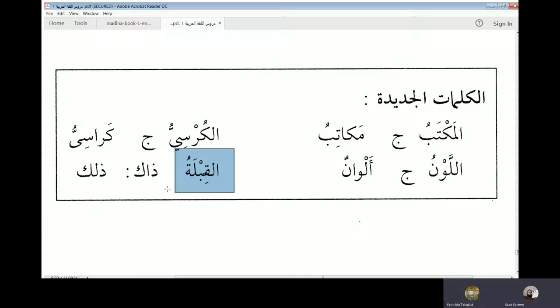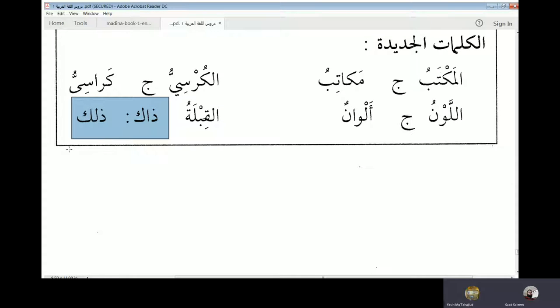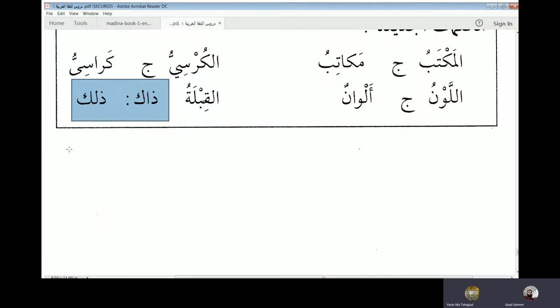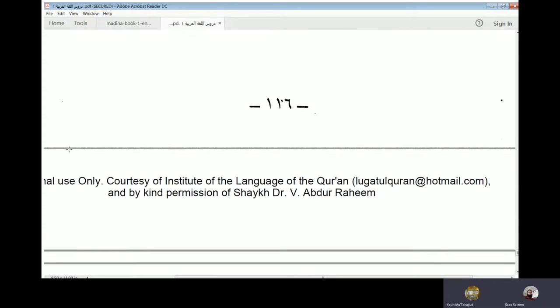And al-kiblatu. Zalika is the same word, same meaning. Zaka means dead, zalika also means dead.